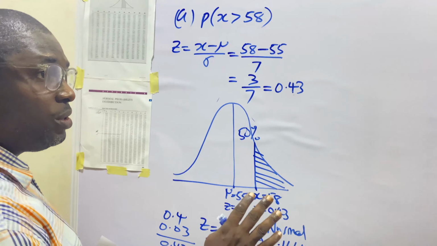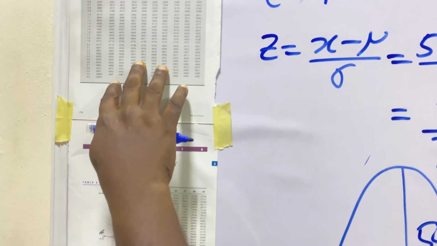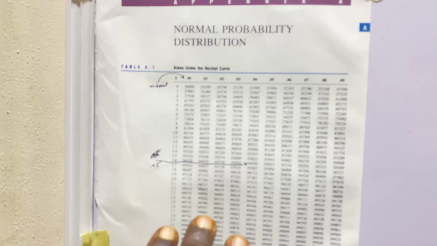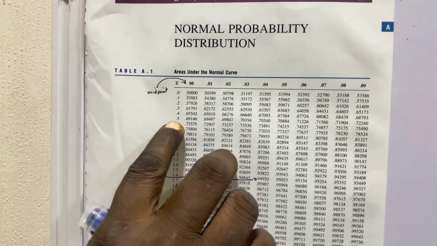From the total table, we have two tables here. This first one is the 50%. The second one is the whole 100% table. Now let's look for 0.4. This is 0.4 here on the table.